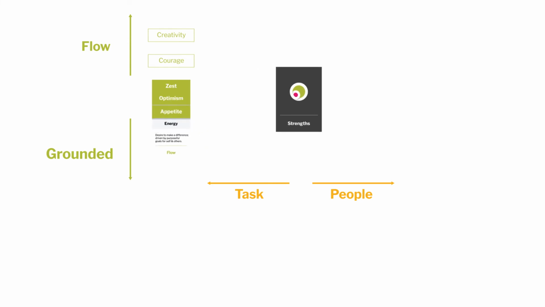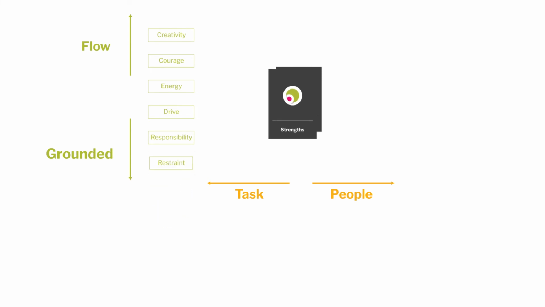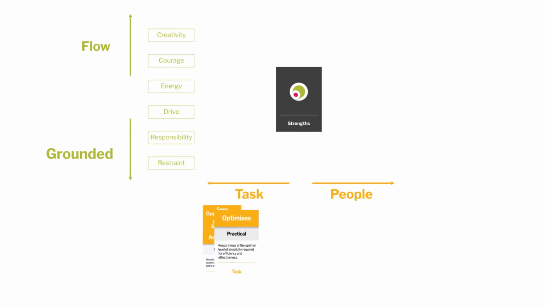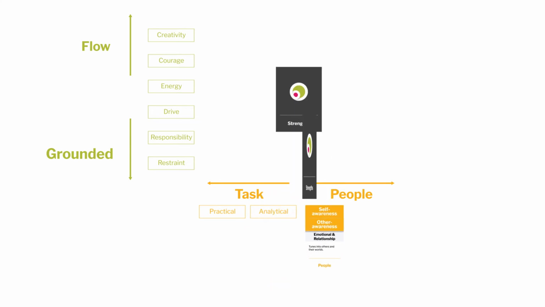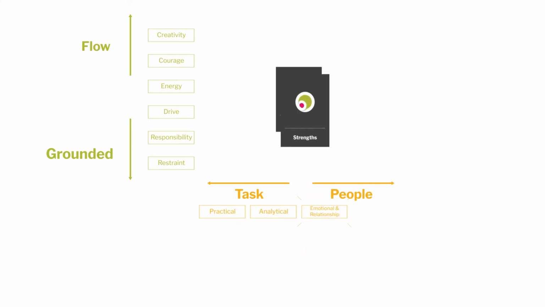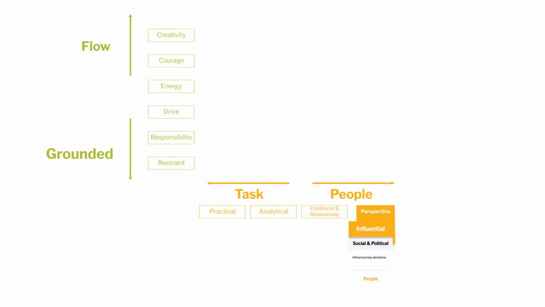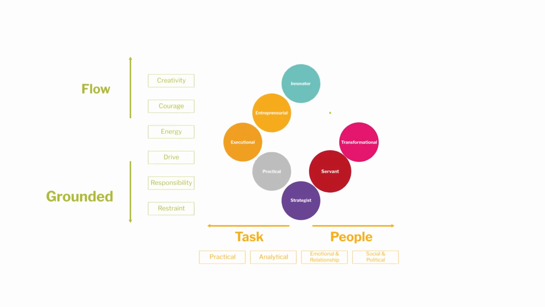First of all, the strengths of flow, then the strengths of grounded, and then moving into the task intelligences of practical and analytical, of emotion and relationship, and of social and political. When we put all of that together, we see the patterns that create these 9 leader types in the Gyre model.